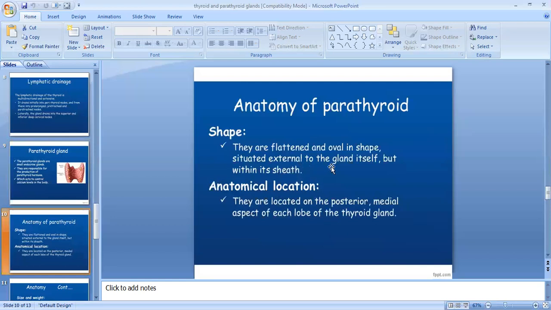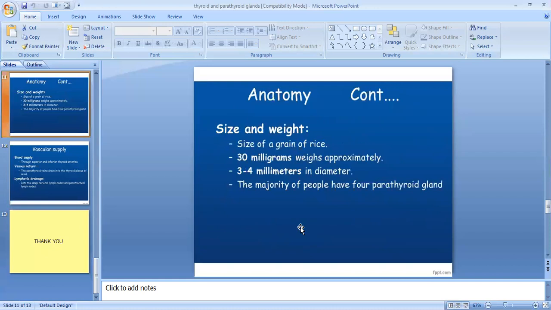Shape, they are flattened and oval in shape, situated external to the gland itself but within its sheath. They are located on the posteromedial aspect of each lobe of the thyroid gland. The size, they are very small in size. They are the size of a grain of rice, weighing approximately 30 milligrams and about 3 to 4 millimeter in diameter. The majority of the people have four parathyroid glands.